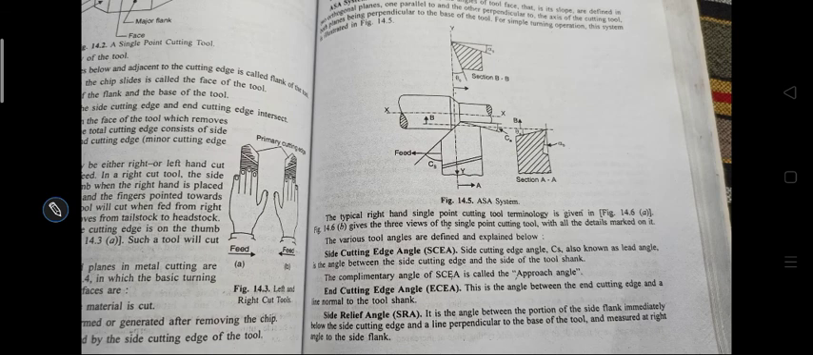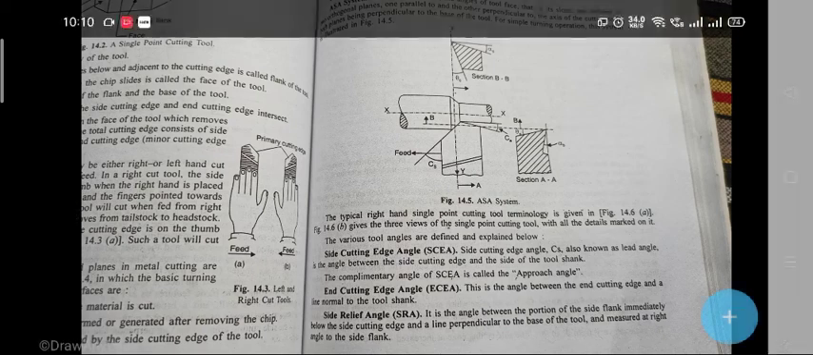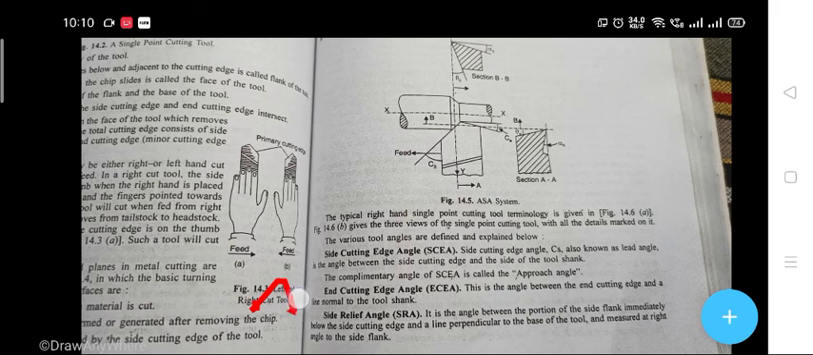SRA stands for side relief angle. It is the angle between the portion of the side flank immediately below the side cutting edge and the line perpendicular to the base of the tool, measured at the right angle to the side flank.